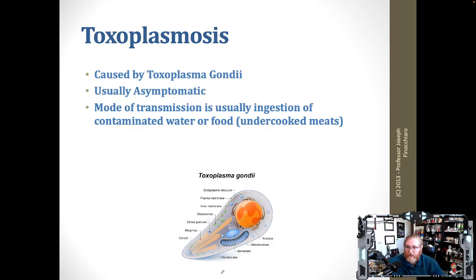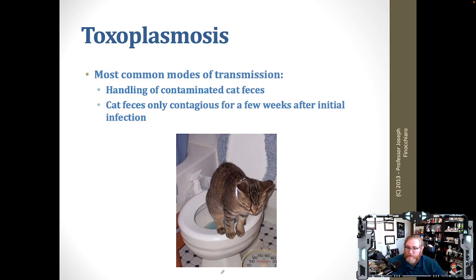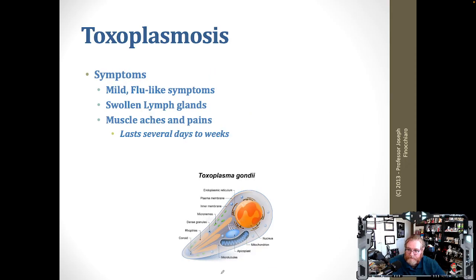Next up, we have toxoplasmosis caused by Toxoplasma gondii, usually asymptomatic. Mode of transmission is usually ingestion of contaminated water or food, or undercooked meats. The most common mode of transmission is handling of contaminated cat feces, and the cat feces are only contagious for a few weeks after initial infection.